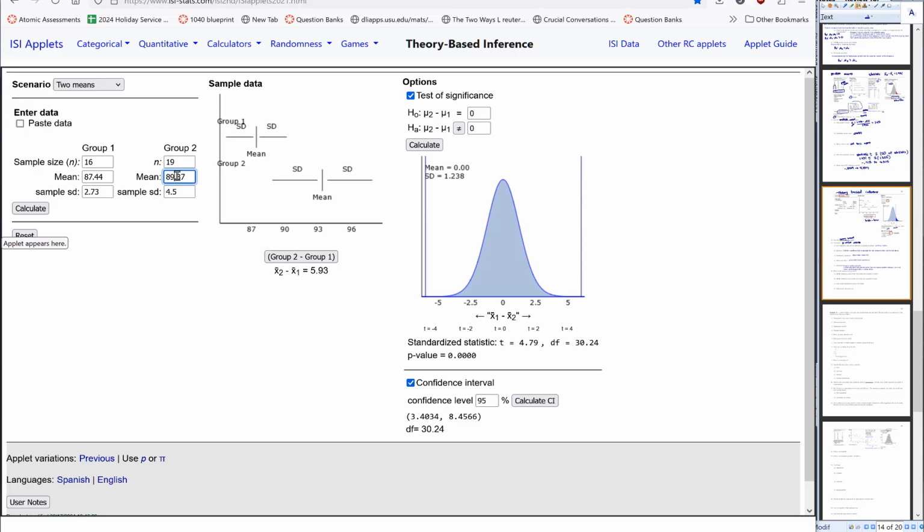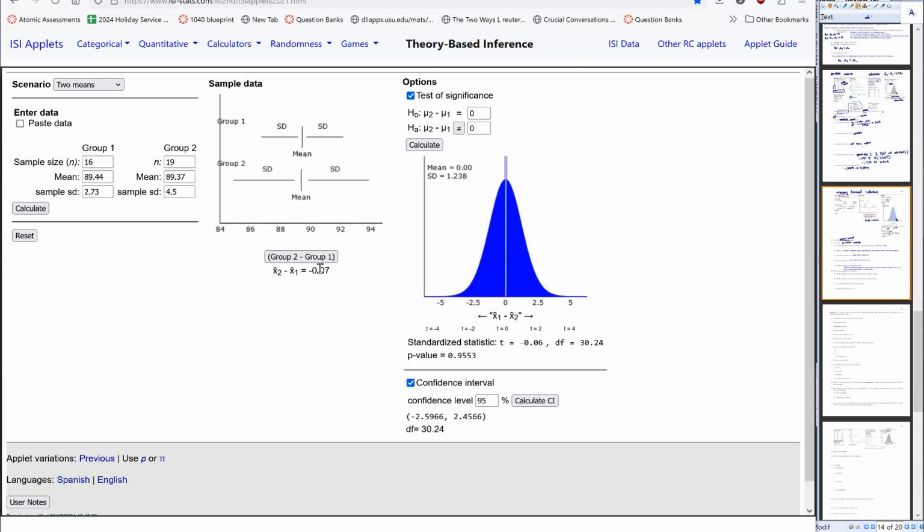Let's switch back. Now, what's the next thing it asks me to test? It asks me what would happen if the low group were magically 2 higher. Well, let's think about this. If my low group became 2 higher, then this would be 89. So we'd have 89.44 or 89.37. Those would be very similar, right? So if I had 89 here, and then click calculate, my difference is now almost 0. And look, what's my p-value? 0.95. It's huge because the means would be almost the same for both groups. So we'd have a really big p-value.